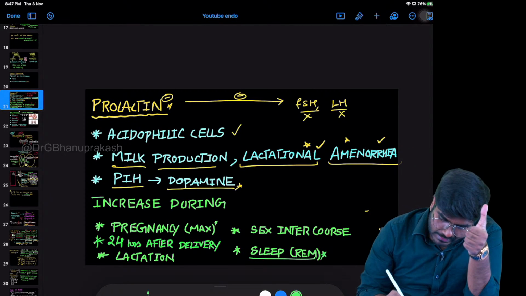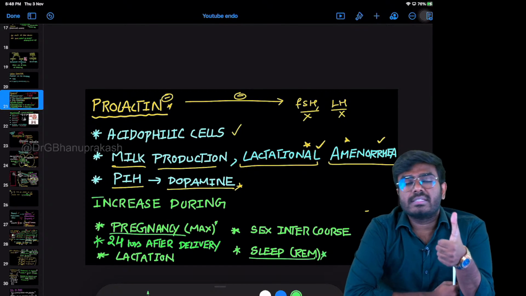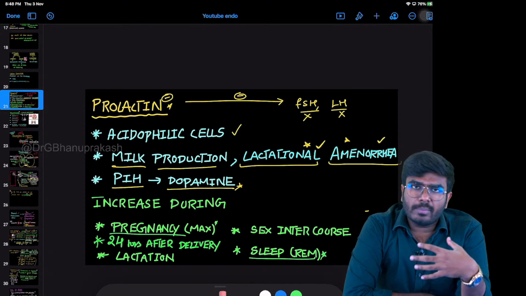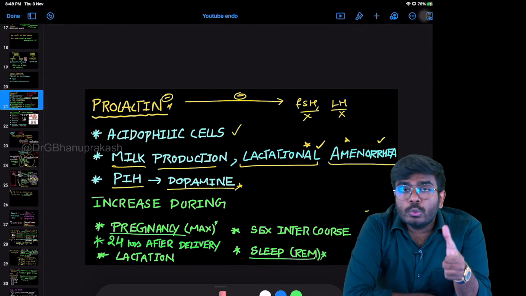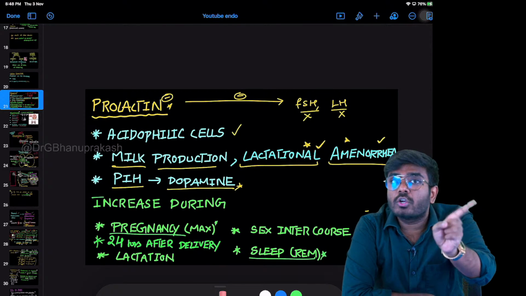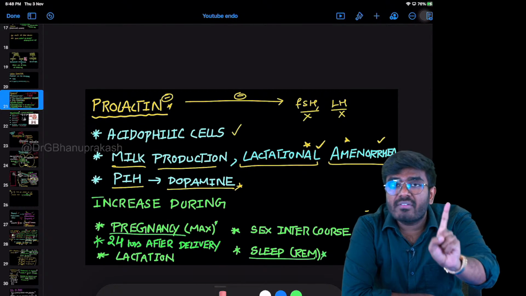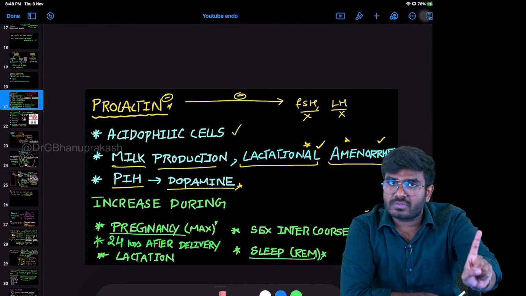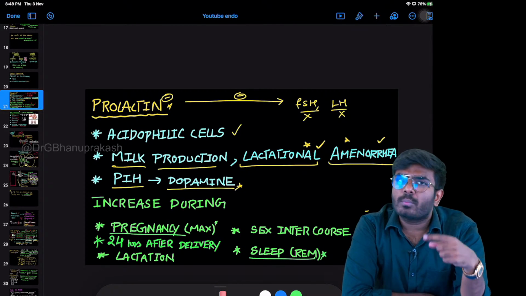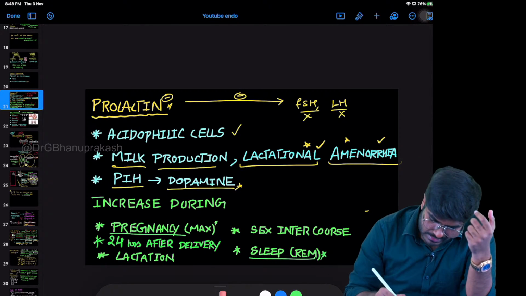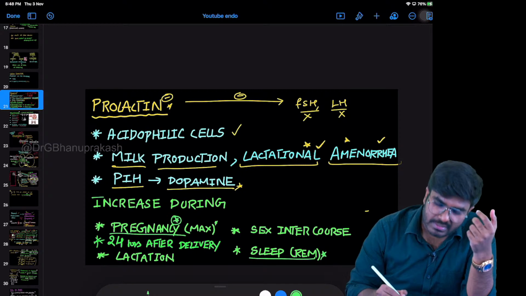During pregnancy. Most students will think like this: after delivery, the female will give breastfeeding, so during breastfeeding there will be more prolactin levels. But no, sir. Prolactin levels are seen to be maximum during pregnancy, not during breastfeeding. Yes, of course, during breastfeeding prolactin levels are more, but the maximum prolactin levels are seen during pregnancy.